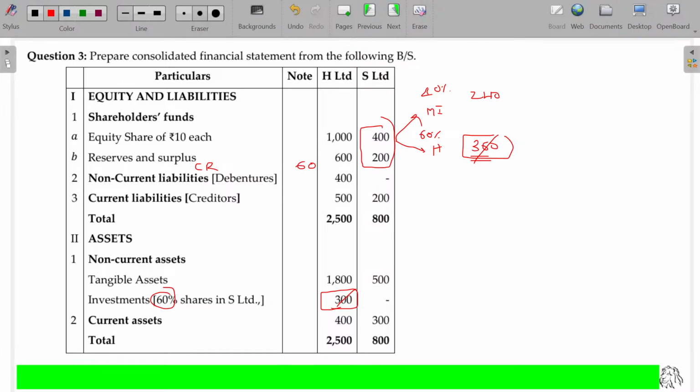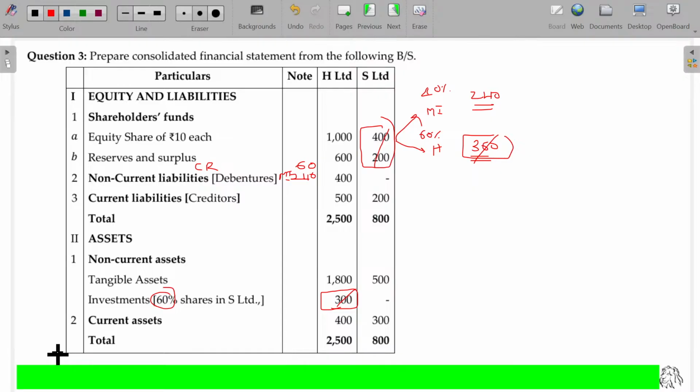And now you can do the line by line addition. This 240 remains uncancelled, will be shown here above the non-current liabilities, below the shareholders' funds, as minority interest. Rest of the things are same.